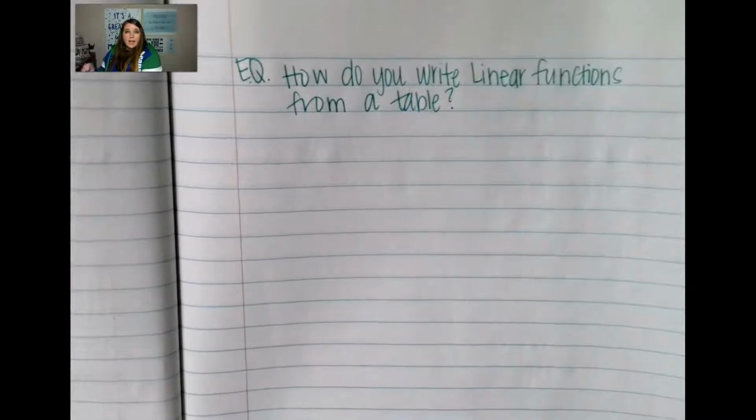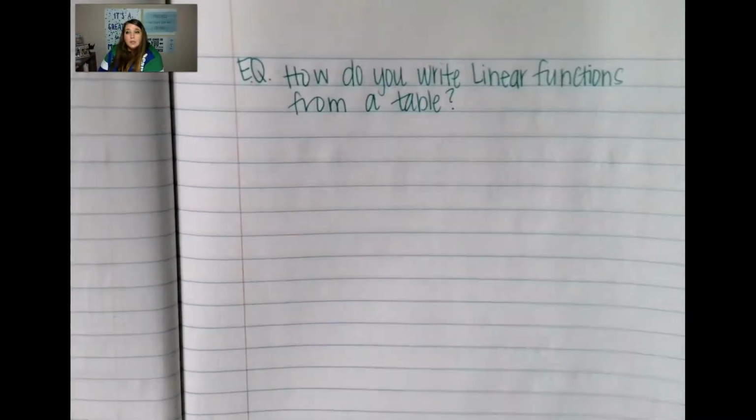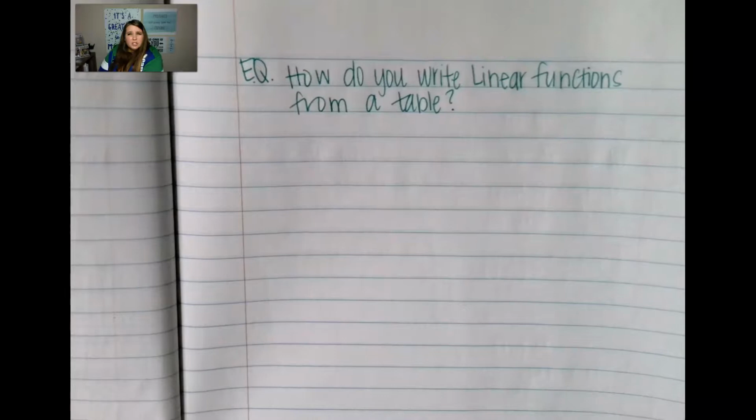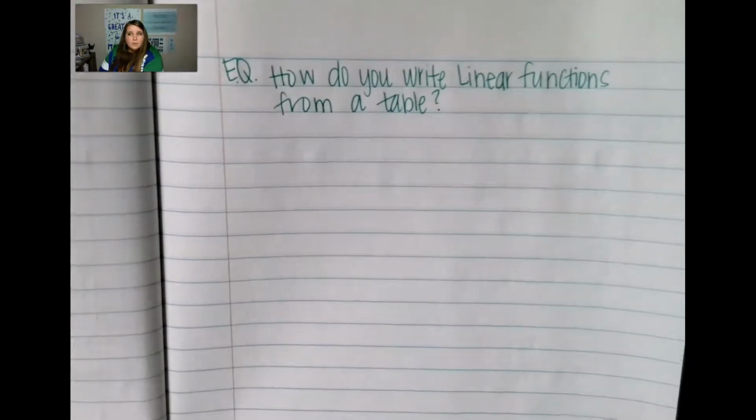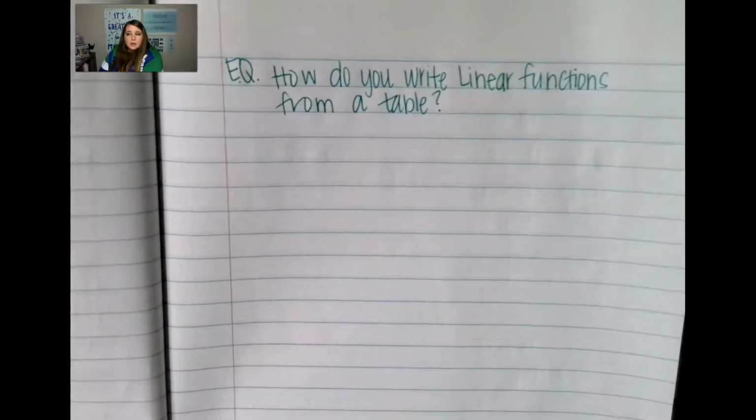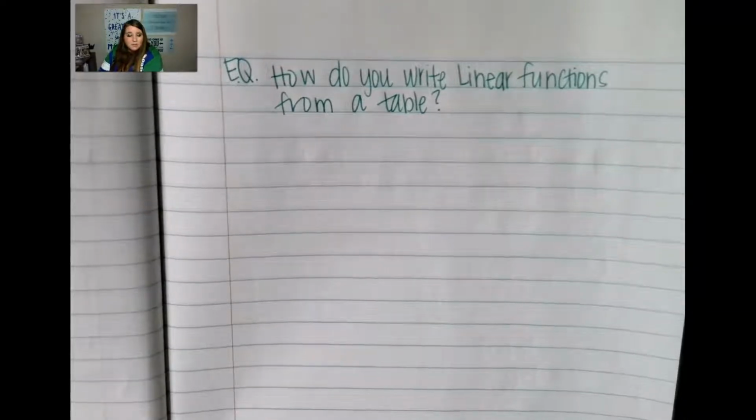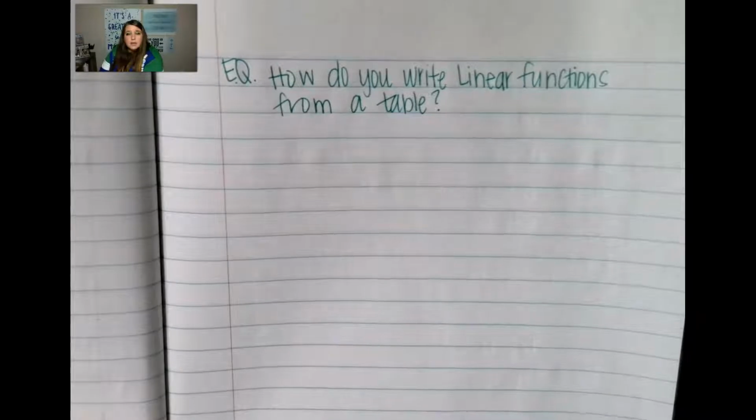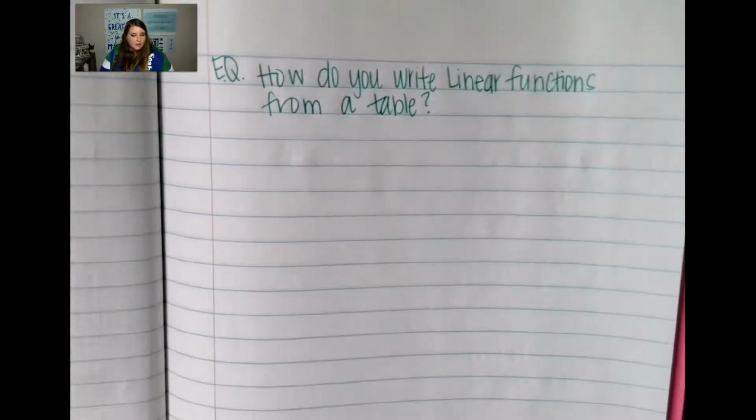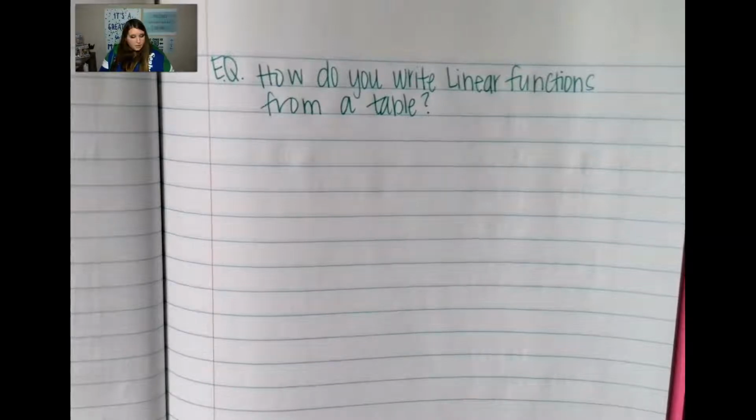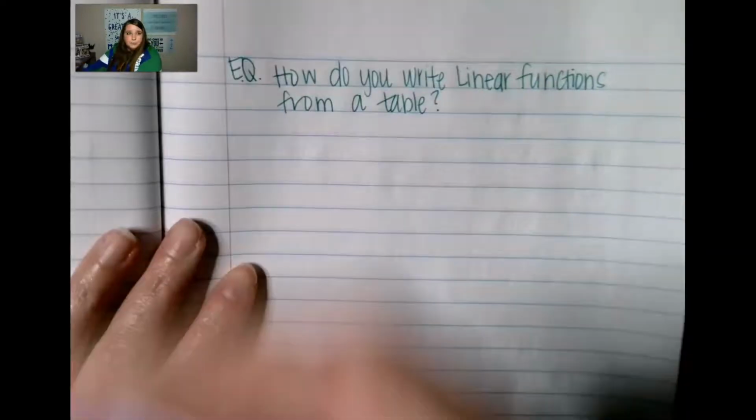without the x-axis repeating. So how do we write linear functions when we're given a table? So yesterday we looked at graphs, and today we're going to apply the exact same knowledge from yesterday, except we're going to take our information from a table instead of from a graph. So let's look at an example.